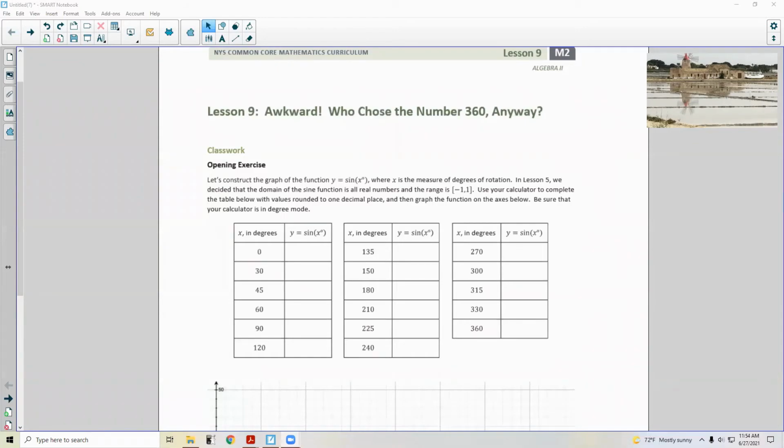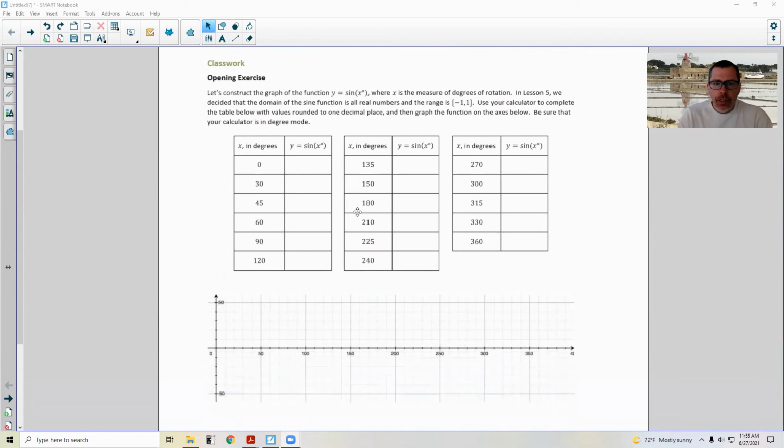Okay, lesson 9. Awkward. Who chose the number 360 anyway? Why are we calling this lesson that? Okay, classwork opening exercise. It says, let's construct the graph of the function y equals sine x degrees, where x is the measure of degrees of rotation.